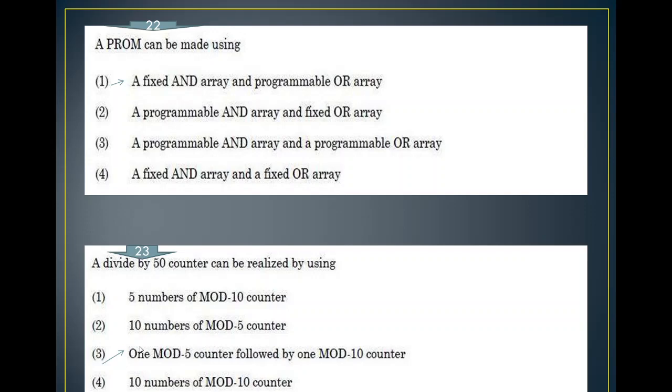Next, question number 23. A divide by 50 counter can be realized by using option first, 5 mod 10 counters; option second, 10 mod 5 counters; option third, 1 mod 5 counter followed by 1 mod 10 counter; option fourth, 10 mod 10 counters. Correct option is third, that is, a divide by 50 counter can be realized by using a 1 mod 5 counter followed by 1 mod 10 counter.